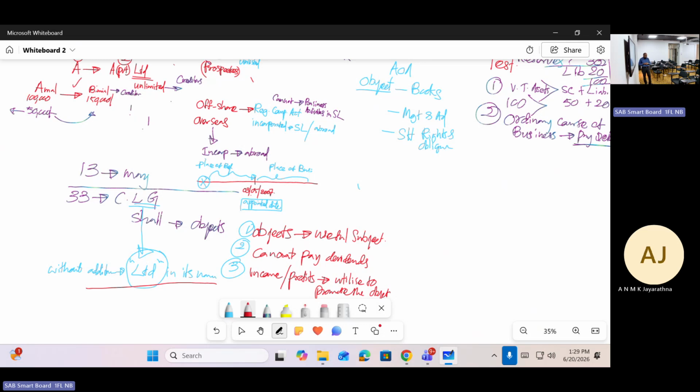It need not mention the word limited because they have satisfied these conditions. The object of the company is a useful subject, protecting the shareholders who are investing in the share market. That is the main objective of the company. Then it cannot pay dividends, and the whole income and profit are utilized to promote the objectives. So these conditions are fulfilled. The Registrar directs the company be registered as a company limited by guarantee, but without addition of the word limited.